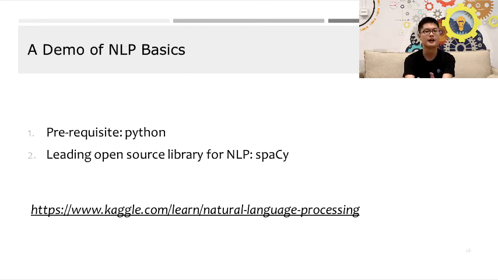Okay, so that's all of the NLP introduction, and now I'm going to give you a very brief demonstration of the leading open source library for NLP. Please pay attention: if you don't have any prerequisite knowledge of Python, please go through our past workshops on Python and basic machine learning. The library we are going to talk about is spaCy. There are many open source libraries like NLTK or scikit-learn, but spaCy is the easiest one for beginners, so we are going to start with it in our NLP journey.